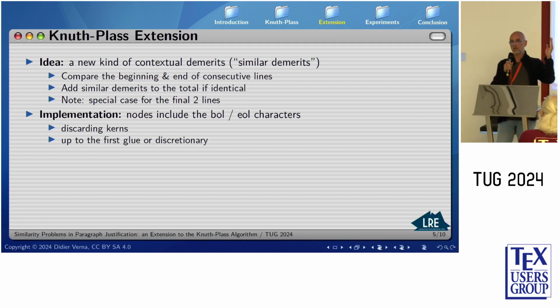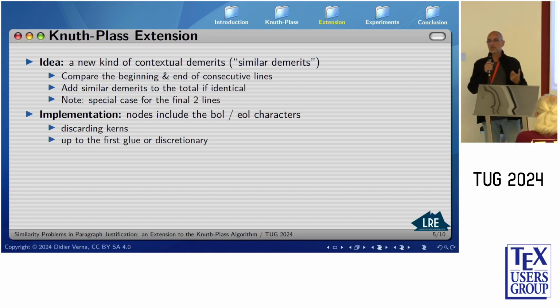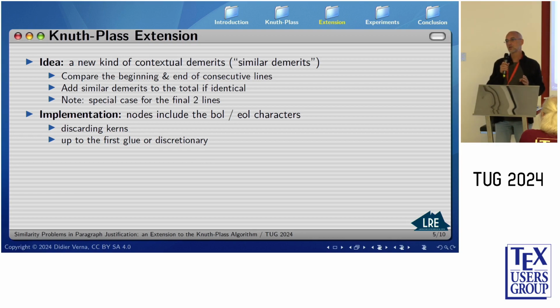And for the beginning of the lines, I'm eating the stuff that's at the beginning. For the end of the lines, I'm doing the same thing but backwards. So I'm eating the characters. I'm also discounting the kerns. And also, I'm stopping at the first discretionary or at the first glue. You could do something else. You could do something slightly more complicated, but I think that it's really not worth it.